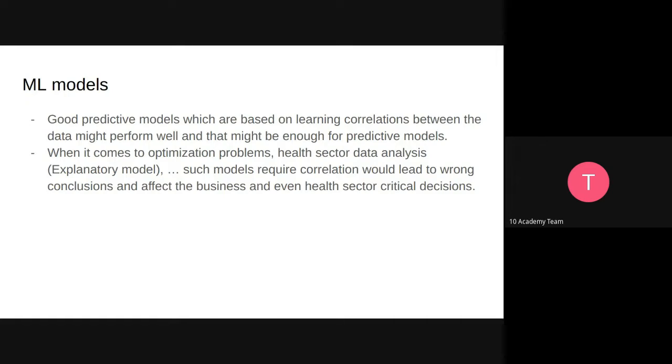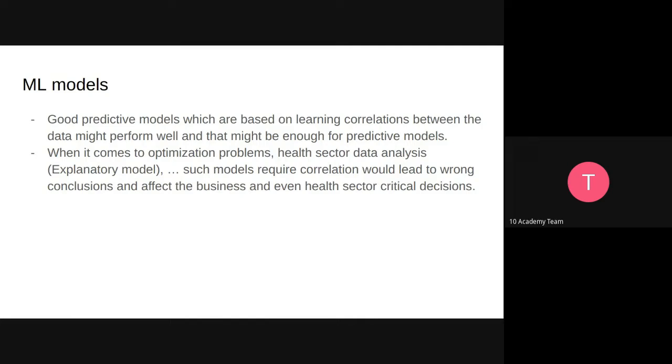At the end. But when it comes to optimization problems and health sector data analysis, like an explanatory model, for example, we want to explain why certain features are acting in some specific way, and we want to know the cause of those specific features. In that case, just using the normal machine learning models won't help, because the normal machine learning models are mostly based on associations and correlations. But in causality, we want to know which features are exactly causing, or which features are responsible for the causation or for the change of other features.